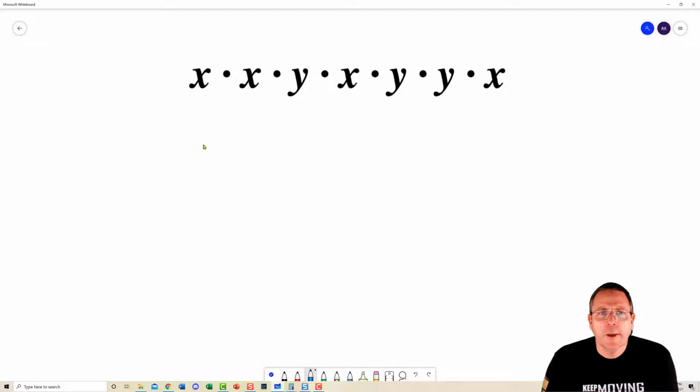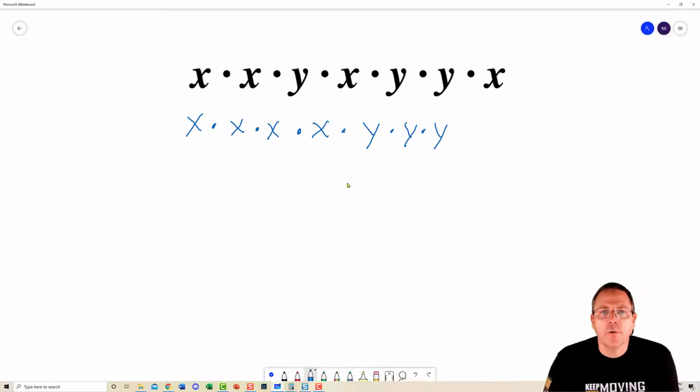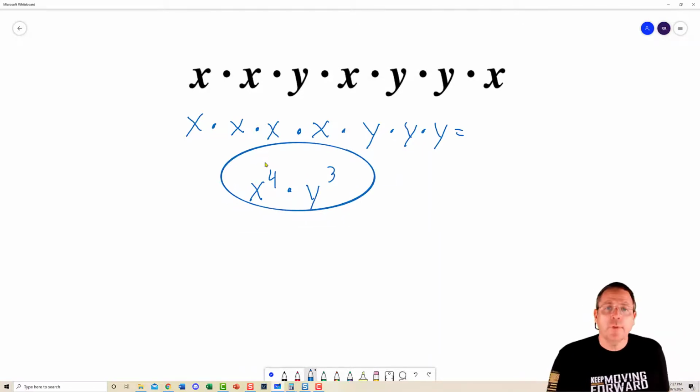So the first thing I'm going to use is my commutative property, and I'm going to put them in alphabetical order. So I've got 3 x's here. Nope, I've got 4 x's here. And I've got 3 y's here. So now I have rearranged things in alphabetical order, grouping my like terms. And then I'm going to go from there. I had 4 x's, so that is x to the 4th, times I have 3 y's, that's y cubed, and that's all you have to do for that problem.